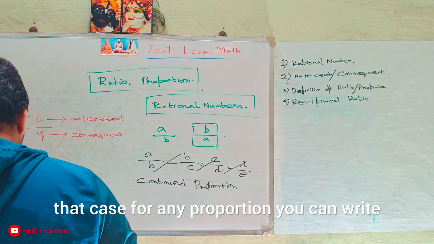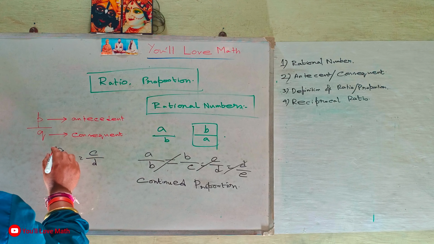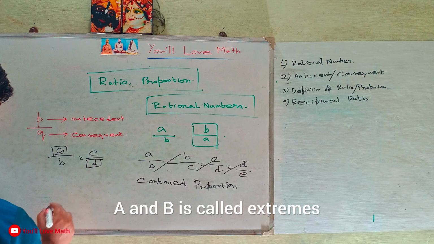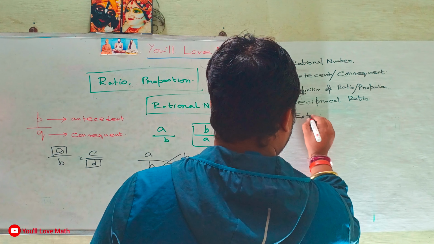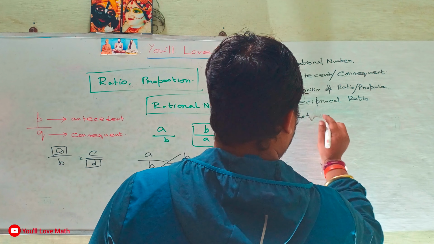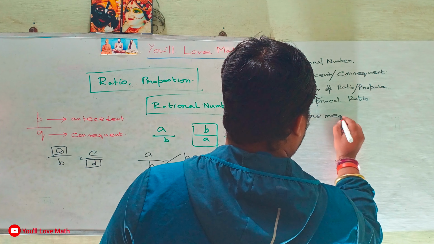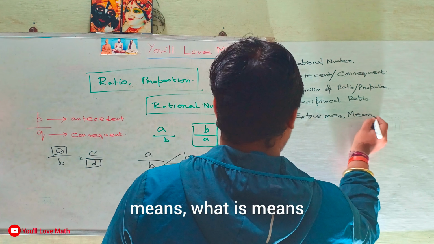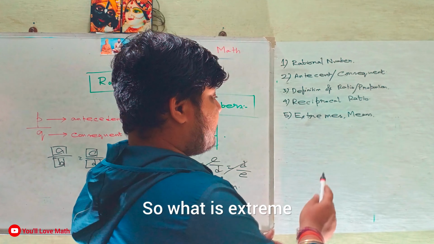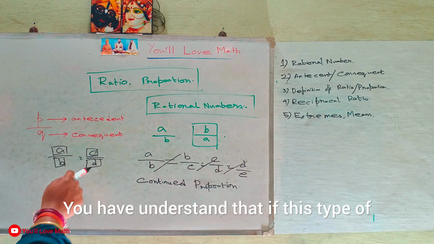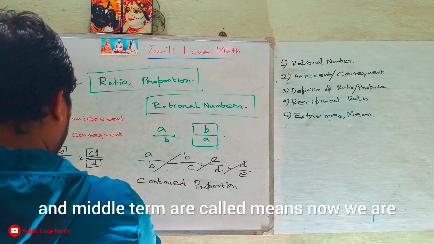Not only in that case, for any proportion, if a by b equals c by d, then a and d are called extremes, and b and c are called means. So if this type of proportion is there, the first term and last term are called extremes, and the middle terms are called means.